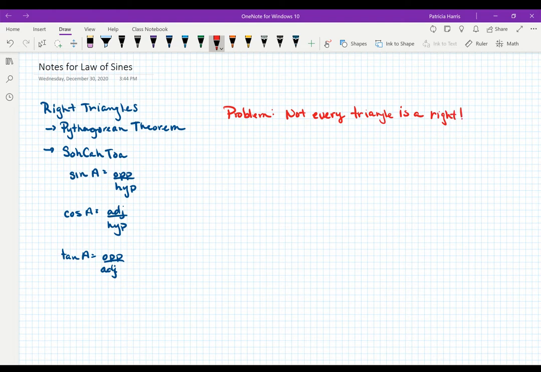Okay, so we have acute triangles, we have obtuse triangles. Not every triangle has a 90-degree angle. So what do we do when we don't have a right triangle?